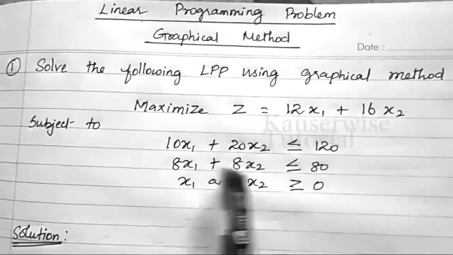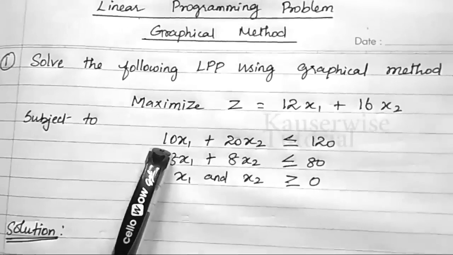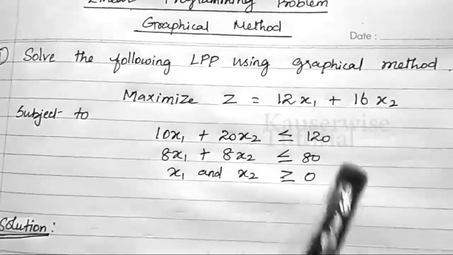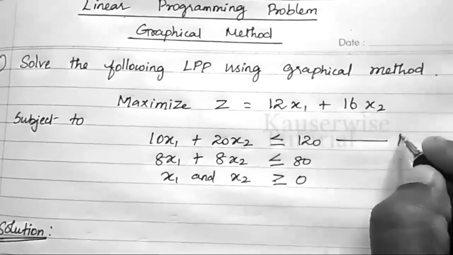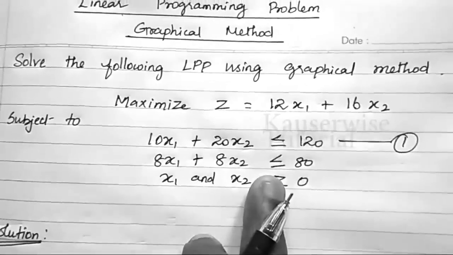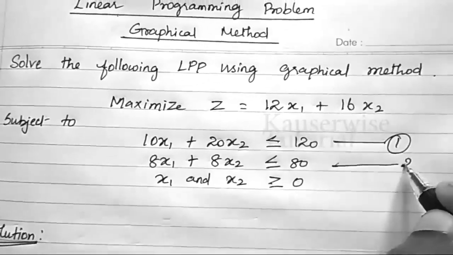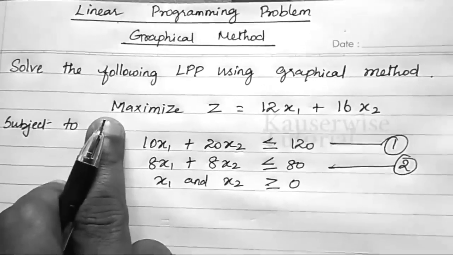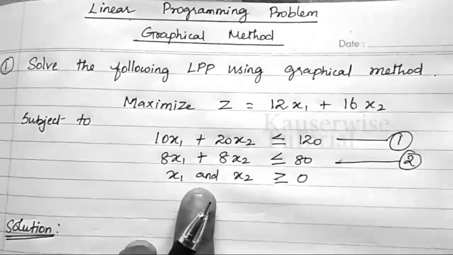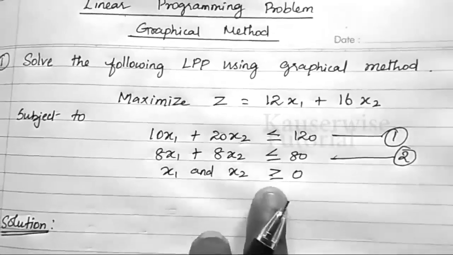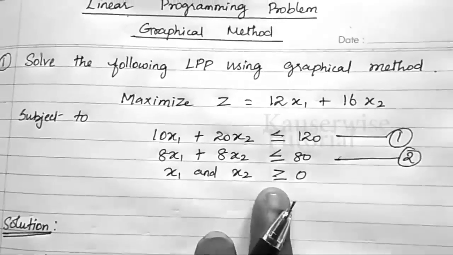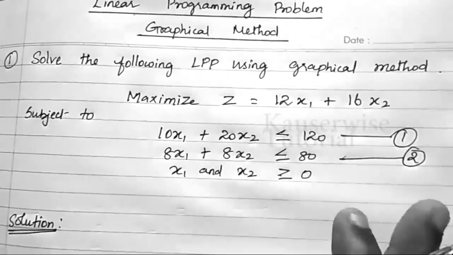Subject to two constraints. First one, 10x1 plus 20x2 less than or equal to 120. This is the first constraint, and second constraint is 8x1 plus 8x2 less than or equal to 80. So now we have two constraints. Our objective function is a maximization problem. You need to find the value for x1 and x2. The value should be greater than or equal to 0, which means positive value only. Greater than or equal to 0 means 0 or more than 0.